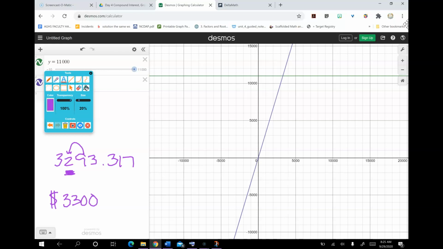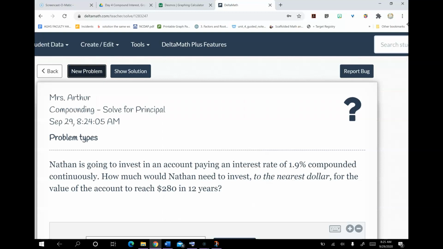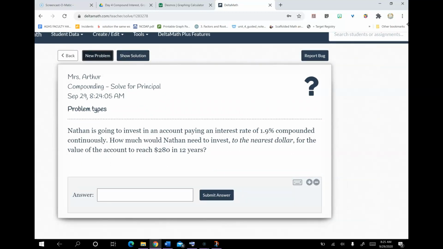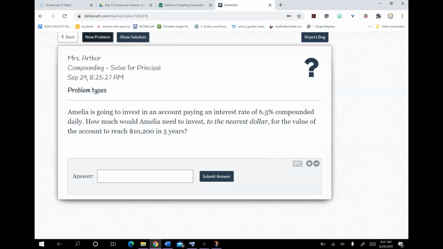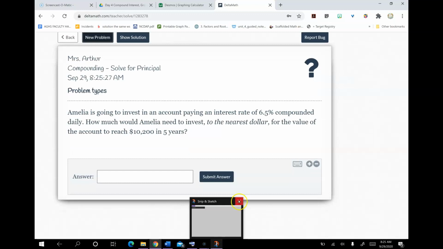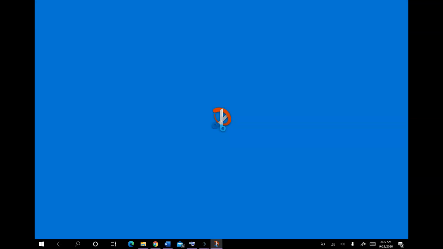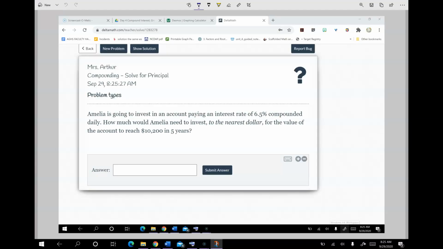Okay? All right. Let's do another one. Maybe I won't have a glitch going on. All right. Let's do one that's not a compound. Okay, so here we go. Let's do this one, and let's hope this screenshot works because it wasn't working. Here we go. Thank goodness.